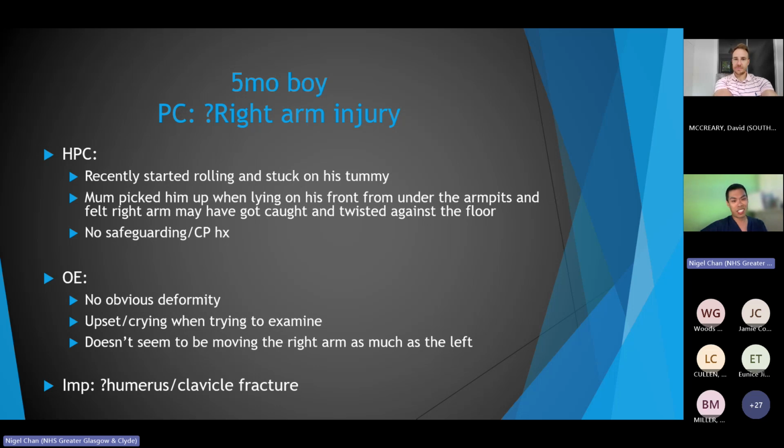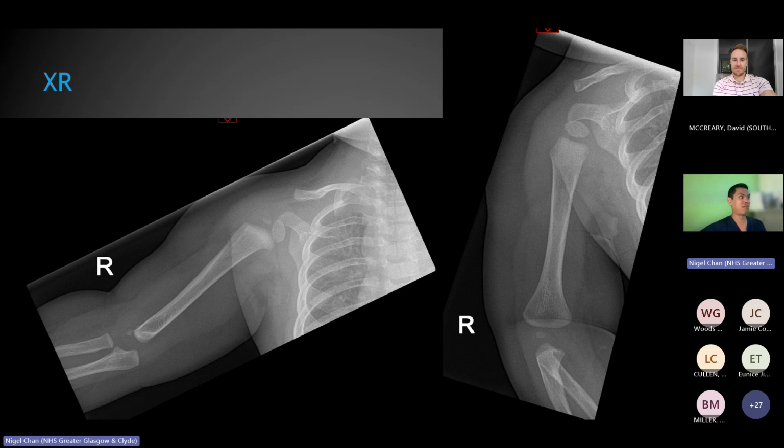There was nothing really to see on examination. It's hard in babies that age because they're all a bit chubby anyway, but there wasn't any obvious deformity. I didn't actually see this patient initially. It was one of my colleagues who saw him, and again, she wasn't really sure what was going on, so basically X-rayed everything. So this is what he got. Basically the whole arm got X-rayed.